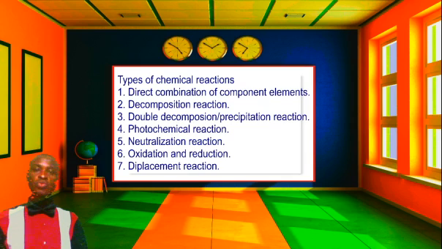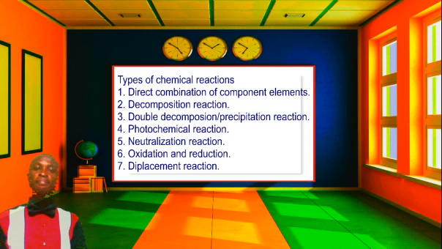Then number two, we have decomposition reaction. Now, a decomposition reaction is a type of chemical reaction in which a single compound is broken down into two or more other compounds in the presence of heat, and hence it is referred to as a thermal decomposition.